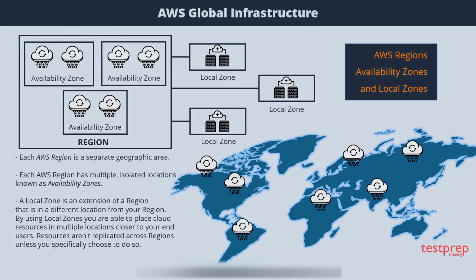AWS has state-of-the-art, highly available data centers. Although rare, failures can happen, affecting the availability of resources that are in the same location. If you host all of your resources in a single location that is affected by a failure, none of your resources would be available. Using a local zone, you can place select services closer to your end users.